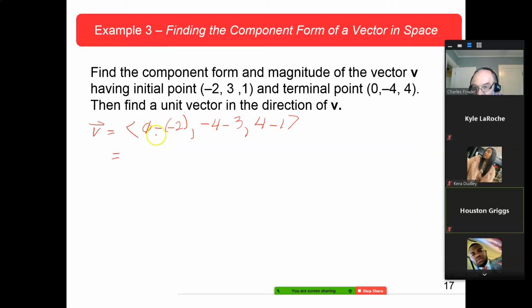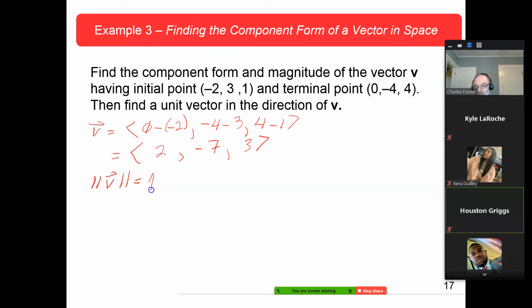Well, let's carry it forward. 0 minus a -2 is a positive 2, comma, negative 4 minus 3, negative 7, comma, 4 minus 1, 3. There it is. There is the component form of the vector v, having that initial point, that terminal point. Now find the magnitude of that vector. So what's the magnitude of vector v? Now I can't write bold, so I put the arrow over it.